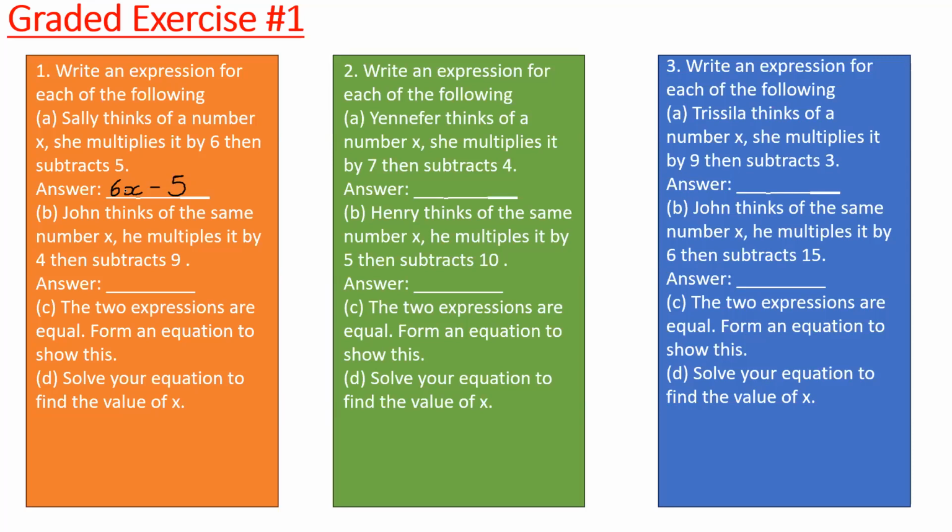All right. John thinks of the same number. Any volunteers for B? Okay, go ahead. Read it for me. John thinks of the same number x. He multiplies it by 4, then subtracts 9.